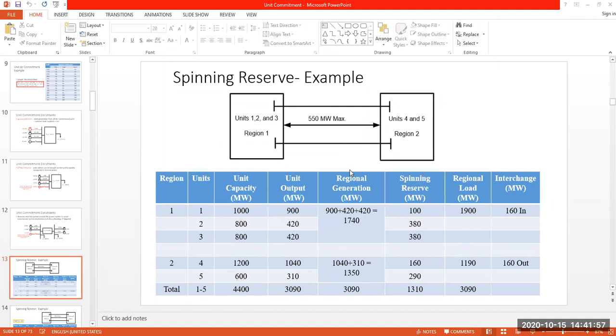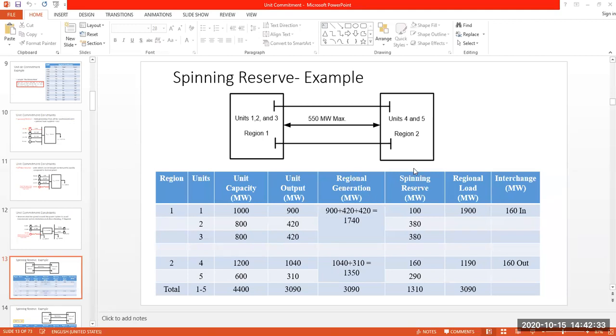Then we have the regional generation summation, because we have 2 regions. So we sum up these 3 values here and we get 1740 megawatt. And in region number 2, we have these 2 generations, 1040 plus 310. So we have 1350 megawatt of demand, sorry, generation. Again, in total, this number should be exactly the same as this number. Here it is represented in terms of units, and here in terms of regions. That's it, no other difference.